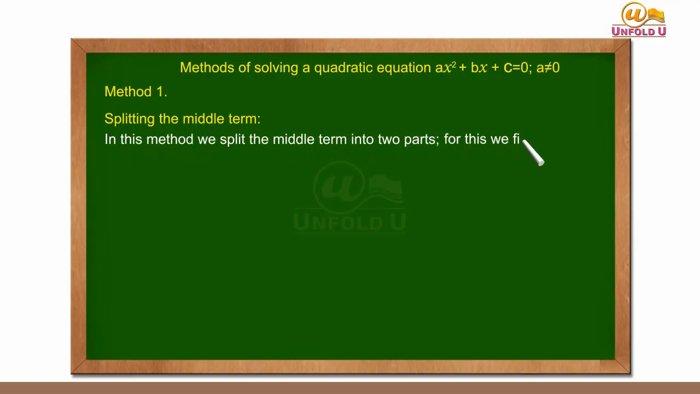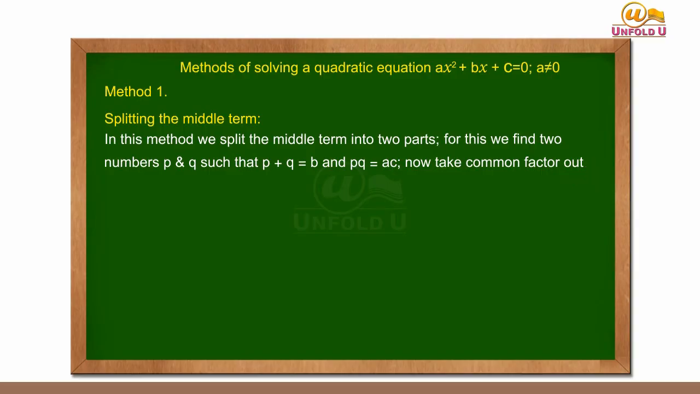For this, we find two numbers p and q such that p + q = b and pq = ac. Now take a common factor out from the first two terms and from the last two terms.